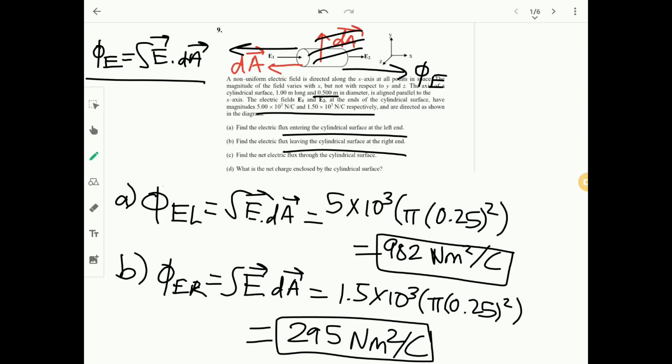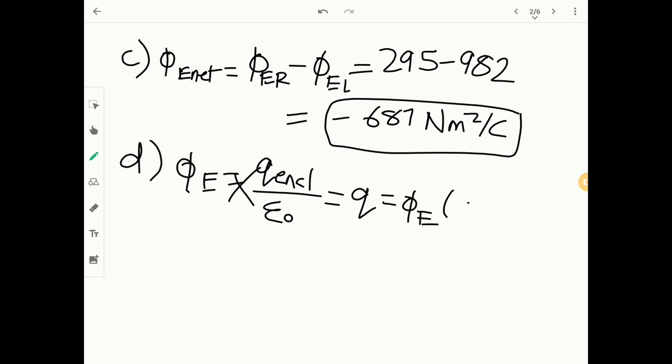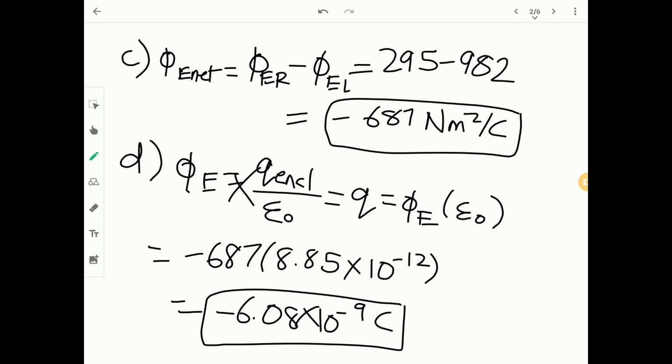Last part D, they want the net charge. Very simple. This E, I'm just going to consider the net, is Q enclosed over epsilon 0, which means Q enclosed is the flux times epsilon 0, which is minus 687 times 8.85 times 10 to the minus 12, and finally we get minus 6.08 times 10 to the minus 9 coulombs, and that's the net charge enclosed in the cylinder.